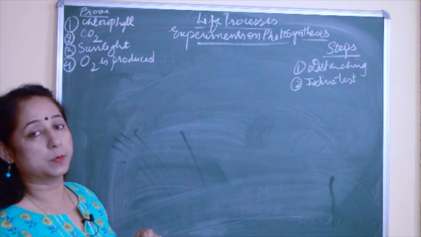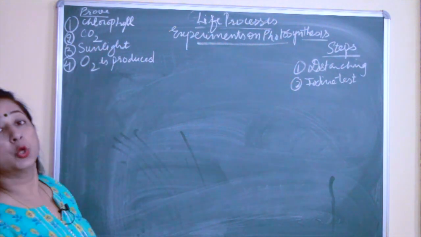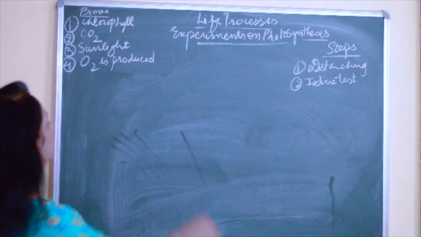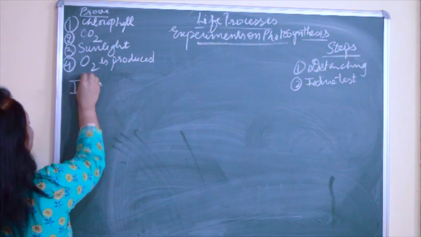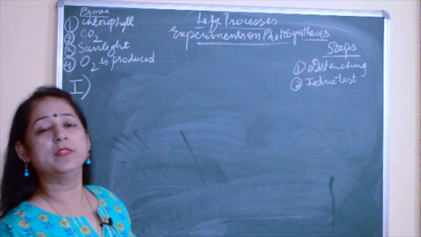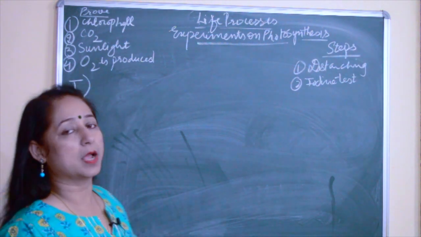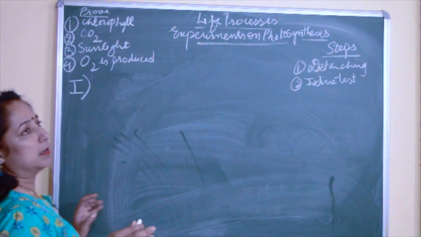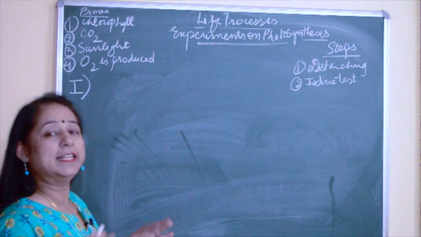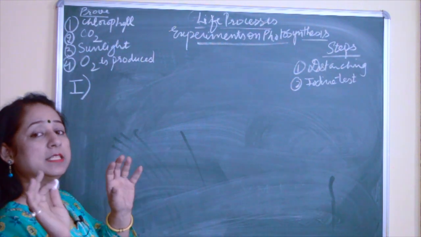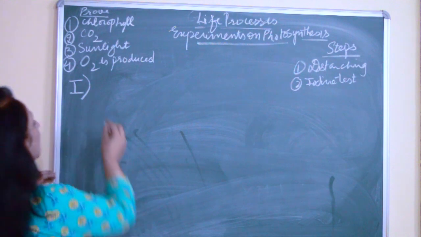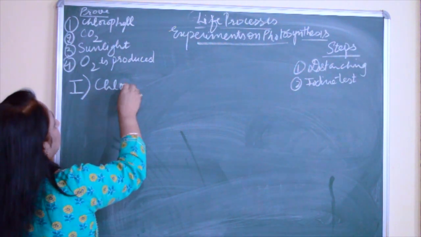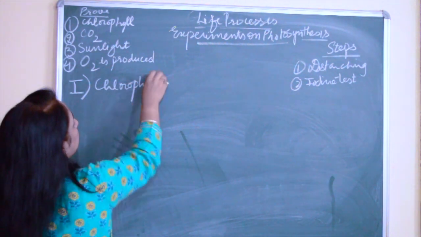Let's start with the first one. That is, chlorophyll is necessary for photosynthesis. That is experiment number 1. Now, whenever this question comes in your paper, they are going to give you 2 leaves wherein variegated leaves are there. So this is the speciality of this experiment, when we have to prove that chlorophyll is necessary for photosynthesis.